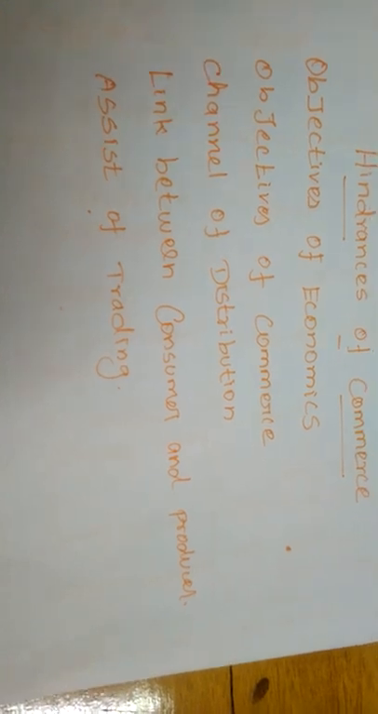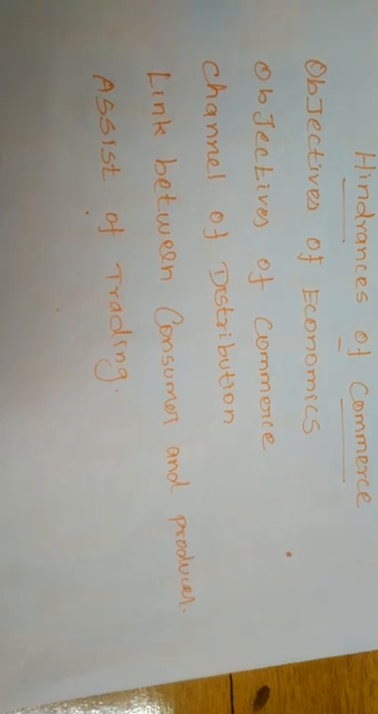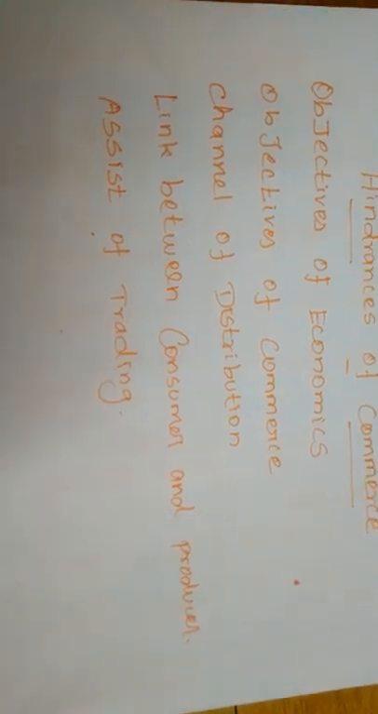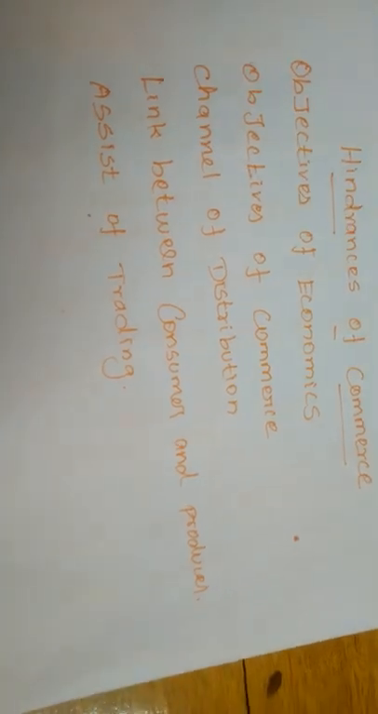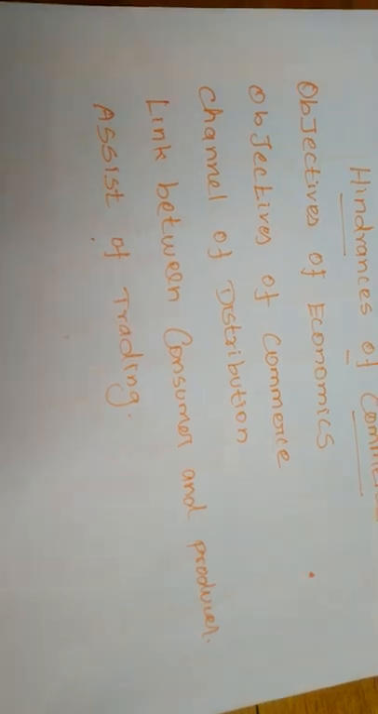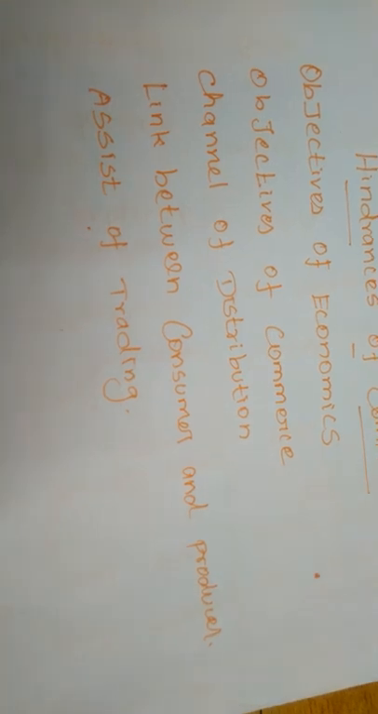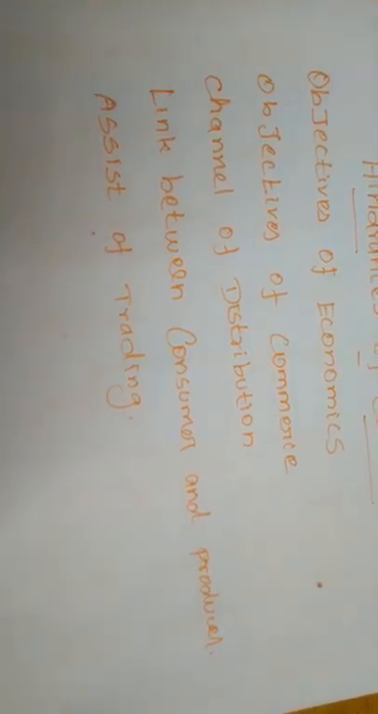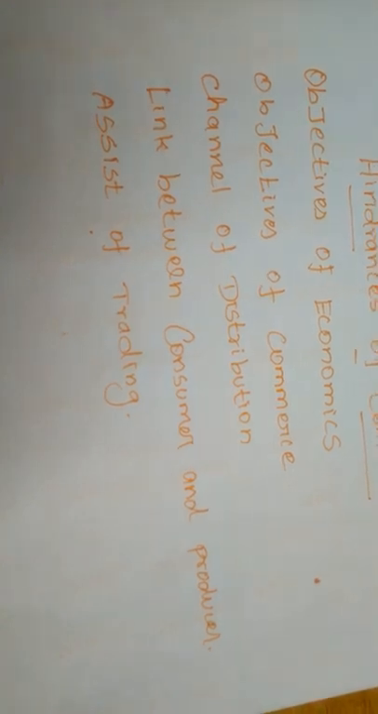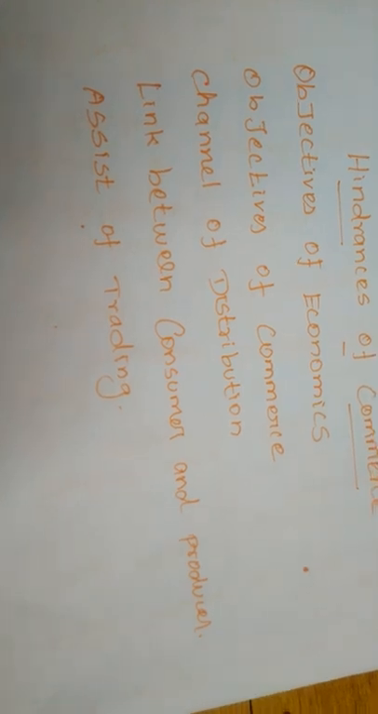How do we distribute the commodities from the place of production to the place of the consumer where they are living? The production place may be in a different area, and the goods produced there must reach the hands of consumers in a different place where they are living. From one corner of the world to another corner, the goods have to be moved.